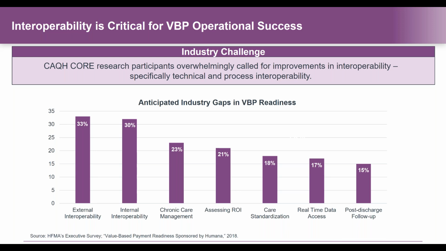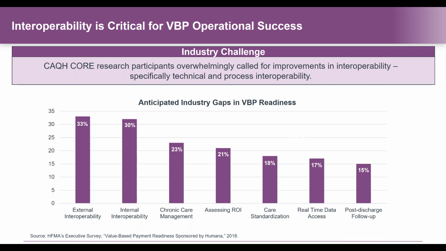So about 30 to 33% of respondents to this survey said external and internal interoperability were really critical to successful value-based programs. However, they also rated themselves as not yet capable in this area. So you can see not only interoperability, but assessing ROI and real-time data access are all more operational and administrative components of value-based payment that will be really critical to creating a foundation for these models to move forward.